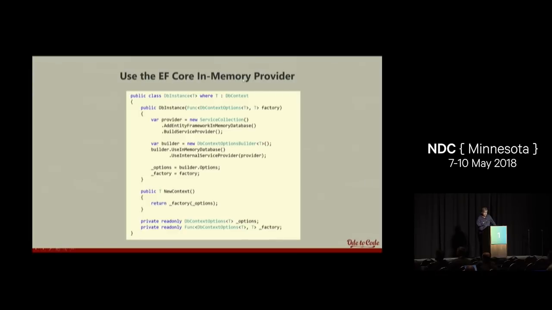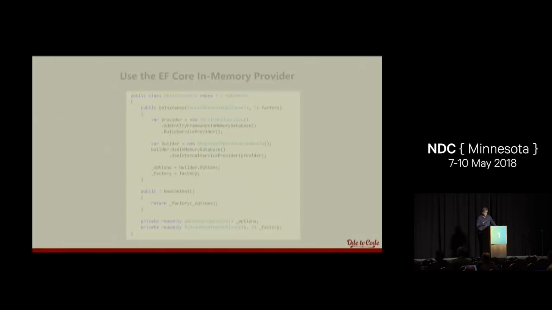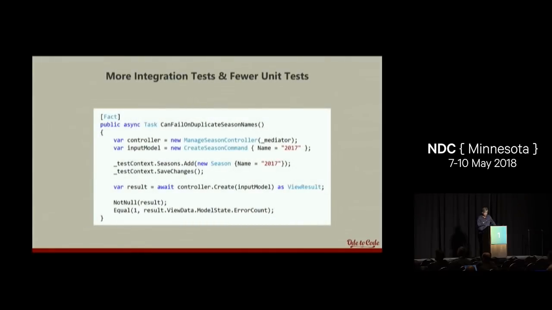So using the EF Core in-memory provider, pretty straightforward. Just have to say to use an in-memory database and follow a couple constraints when you're instantiating this thing, and it's good. So more integration tests, fewer unit tests. That's kind of my current motto for some scenarios.